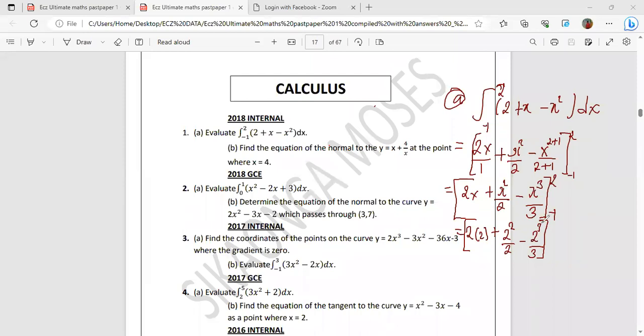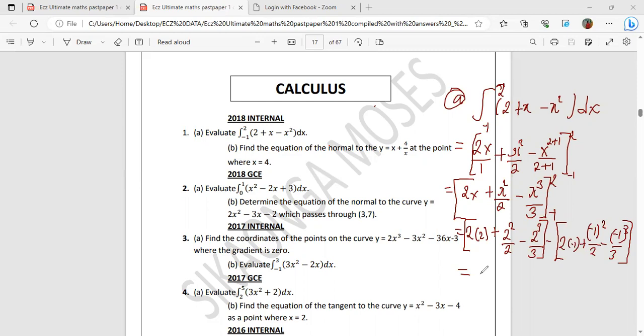All right. So this is going to be minus, so we have 2 times -1 plus -1 to the power 2, everything over 2, minus -1 to the power 3, everything over 3. Then we have that. So now we can get our calculator because this is a paper 2 question, so we can punch in those numbers.